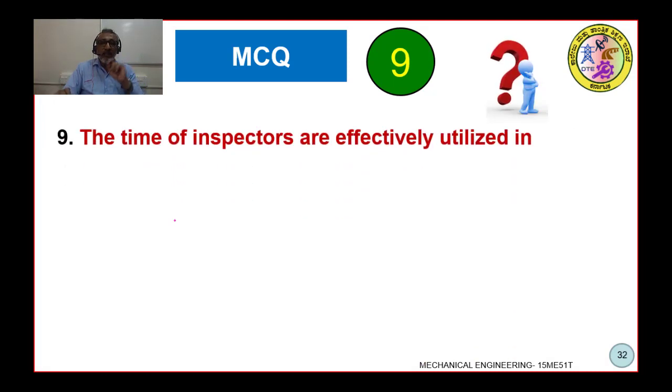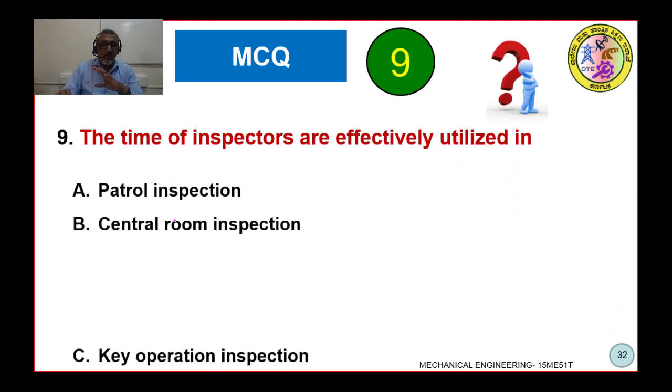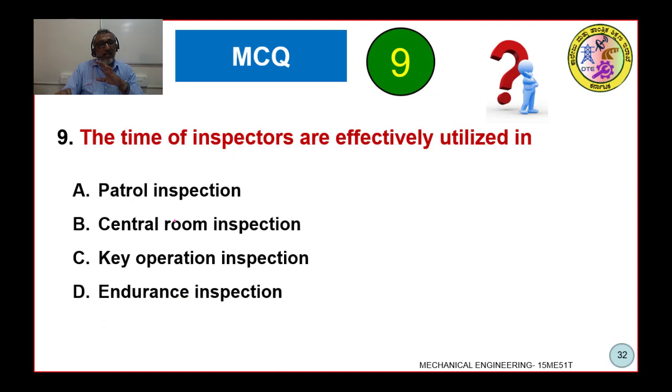The time of inspectors is effectively utilized in patrol inspection, central room inspection, key operation inspection, or endurance inspection. Here it is central room inspection, where the inspector is most efficient. He sits in one place, uses highly sophisticated inspection tools, and does inspection very efficiently.